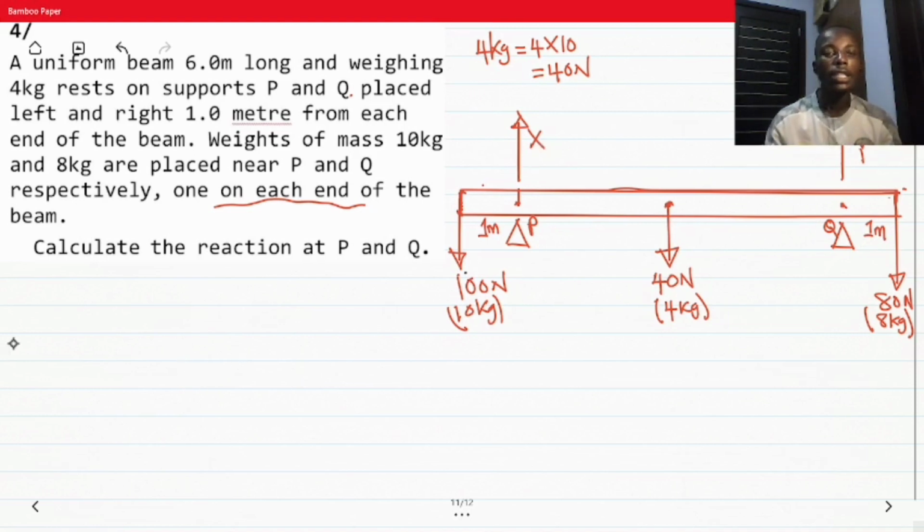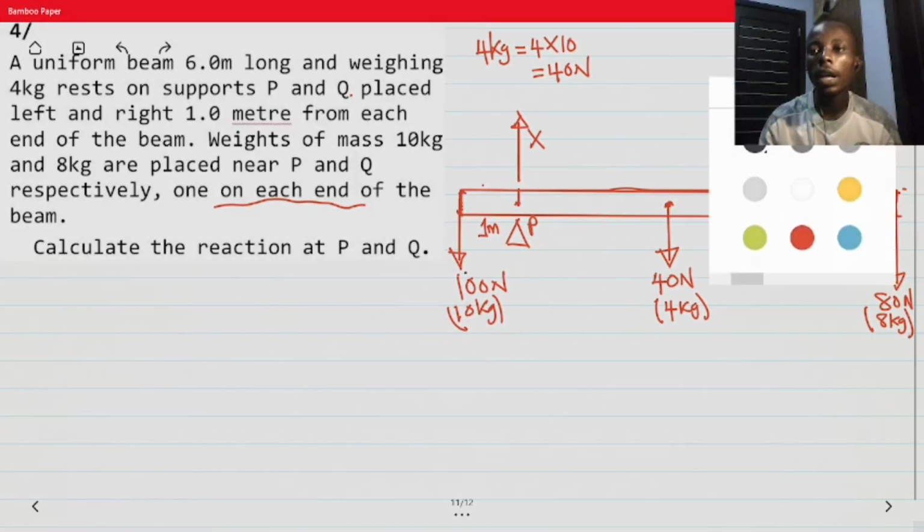So just like I did in the first example, the total, let me start from here please. The total, my pen, I need color black.